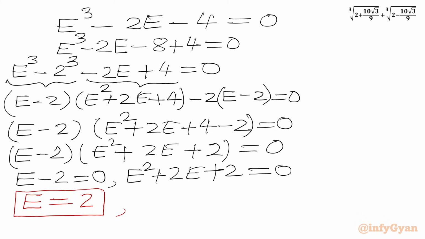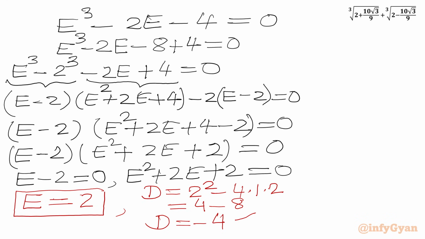Now for this quadratic equation, I need to check only the discriminant value D, which is equal to b square minus 4ac. So I will write here b square as 2 square minus 4 times a is 1, c is 2. The value will be equal to 4 minus 8. So the discriminant is coming out negative 4. Once the discriminant is negative, we are going to get complex solutions. So we can reject this quadratic for our real value. So our final answer becomes expression value equal to 2.